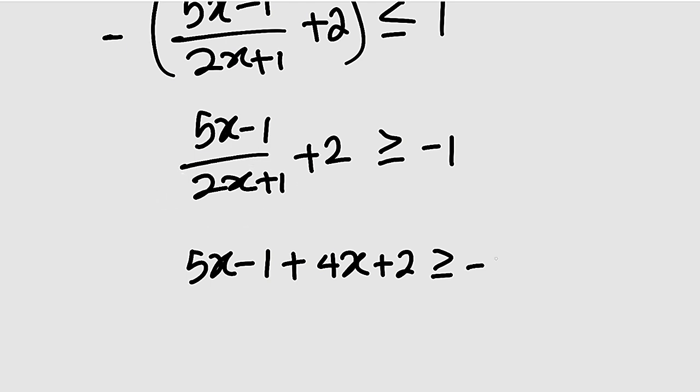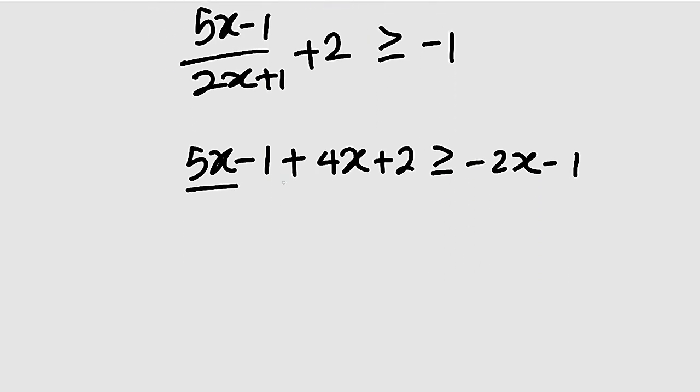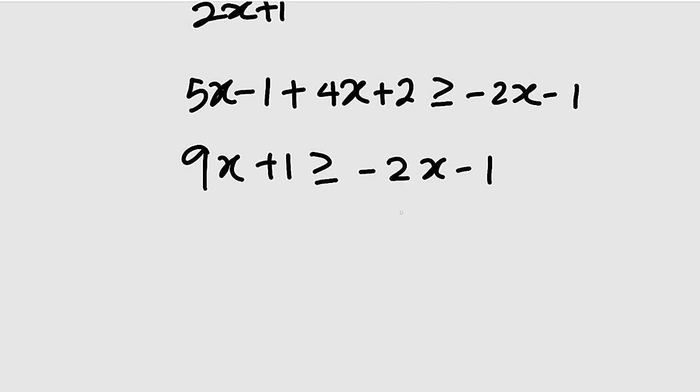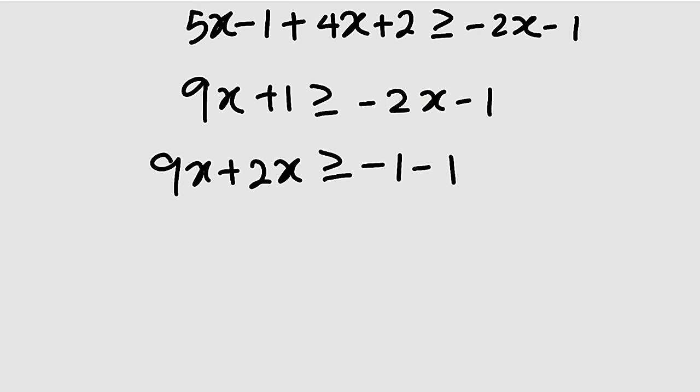You're going to obtain negative 2x minus 1. Collect the like terms. We have 5, 4 making 9. We have 9x here. Negative 1, positive 2 is 1. We have 1 here, greater or equal to negative 2x minus 1. Bring negative 2x to the left. You have 9x plus 2x, greater or equal to, take 1 to the other side. You have negative 1, negative 1. This is 11x greater or equal to negative 2.